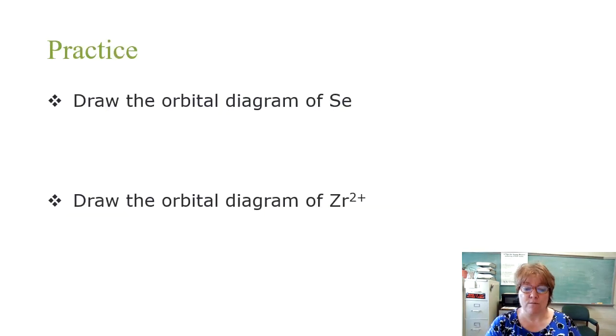Practice drawing some orbital diagrams for selenium and try one for a cation. Try one for a zirconium +2 cation.